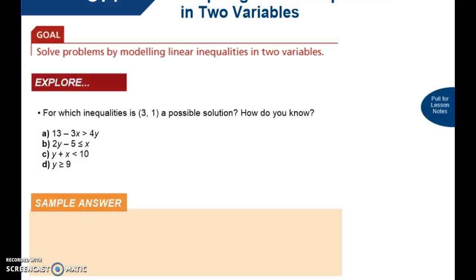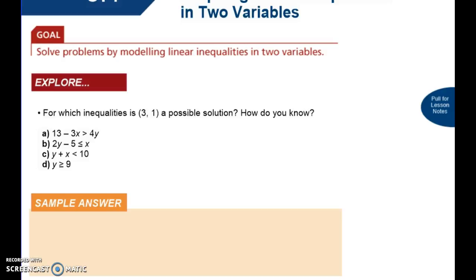Section 6.1, graphing linear inequalities in two variables. So what this means is we're looking at the explore part. This is on page 294 in your textbook. It says, for which inequalities... an inequality is just an equation, and it has a greater than or equal to, or less than or equal to, or greater than, or less than sign instead of an equal sign.